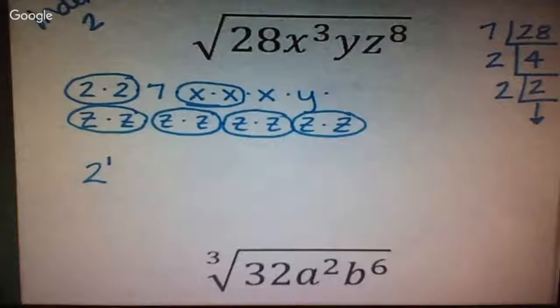What do you mean you only circled 1 of them? You only circled 1 group of 2's. 1 pair, yeah. 1 pair. If it was 2 pairs, it would be 2 squared. Okay, so I only circled 1 pair, so it has an exponent of 1.